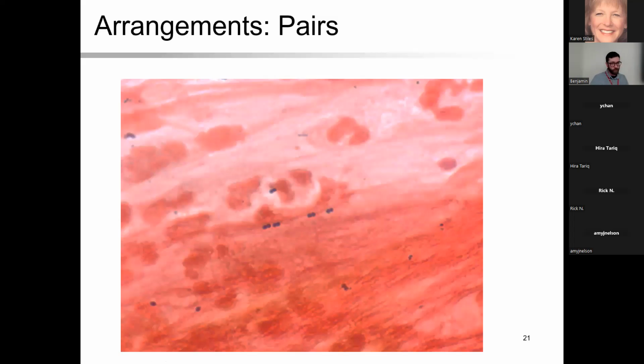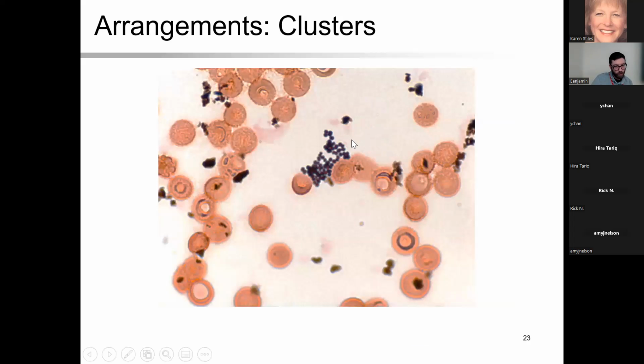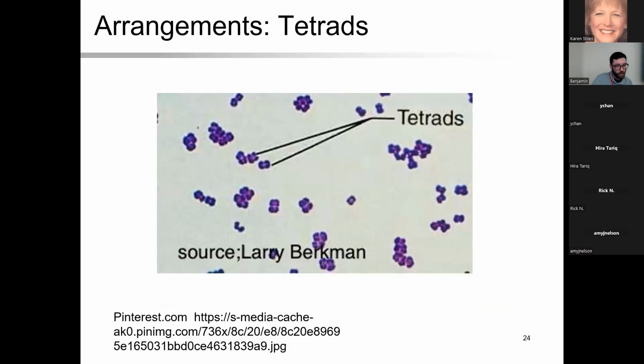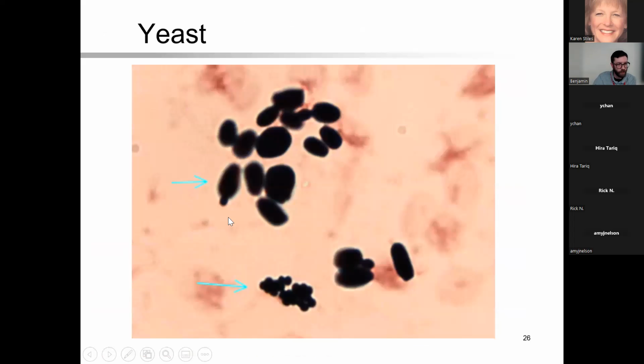So here, let's look at some arrangements. Here's our pairs. That's pretty obvious in there. Chains. These are our clusters. These are red blood cells, so you kind of get a size differential. Tetrads. And then here's our gram-negative. This would be like our Neisseria species. You can see there will be a little white space down in the middle of these. That's what you're looking for in your diplococci. And then here's our yeast. Here's our budding yeast, and here's some gram-positive cocci in clusters. So you can tell the difference in size here.